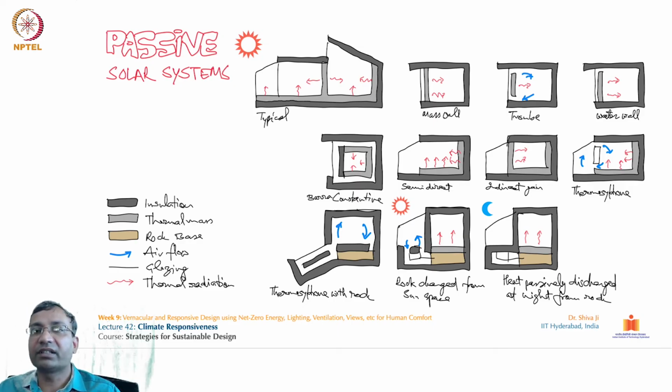And similarly, you can see all of these examples, like how this heat and the conductivity can be controlled by applying such materials. In this combination, you can see how the same cross section is going to behave during the day and night. So that is also illustrated over here. This is a rock bed charged from the sun space during the day, and this heat is passively discharged at night from the rock bed. So this rock bed absorbs heat in the daytime, it releases heat in the night time, so that there is a balance of temperature in the internal quarter. So this is one of the important slides where we talk about choosing strategies for our designs.